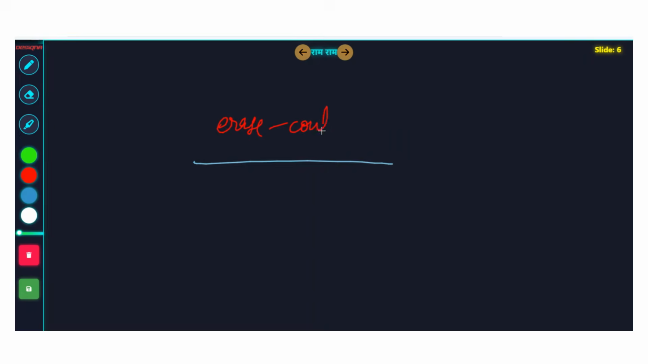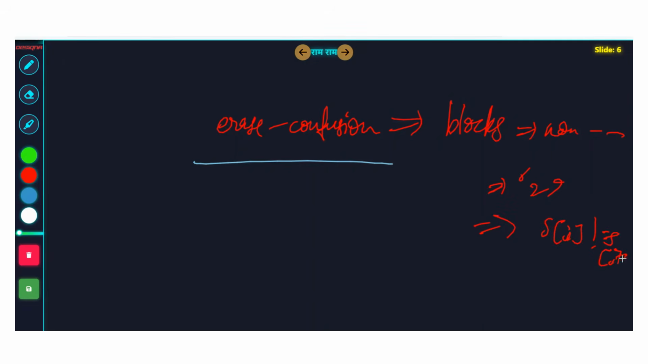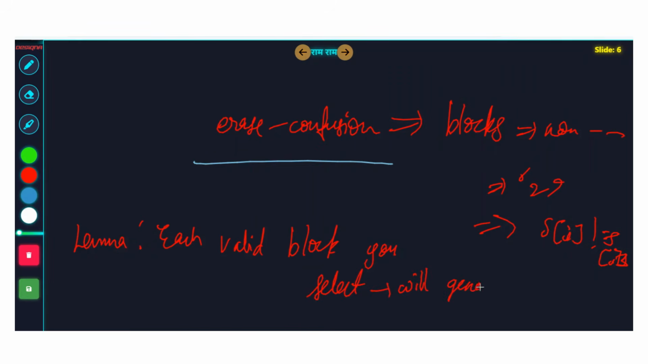The confusion will be erased if we know that whatever blocks we will select will be non-overlapping in nature. Their size will be 2, and in those blocks, S of I will not be equal to S of I plus 1. So guys, my next lemma is: each valid block you select will generate two different strings, no matter what.